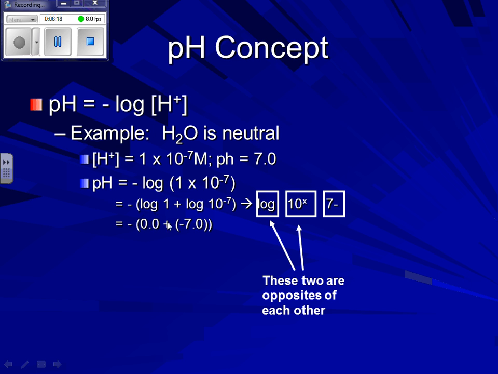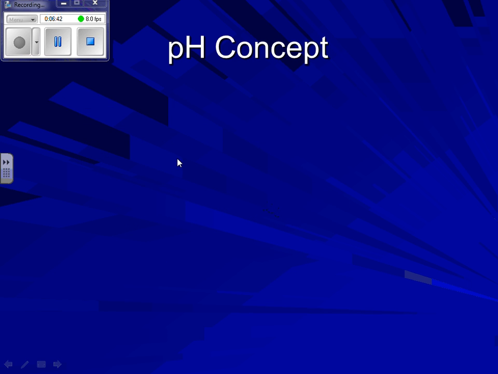So 0 plus a -7. Now be careful, this negative is still out in front. So this becomes -0 plus the negative of a negative is a positive, so that becomes just 7. My pH for this is 7. In fact, if you have 1.0 times anything, the log of that number is going to be 0. You can just look at this and automatically know what that pH is going to be.